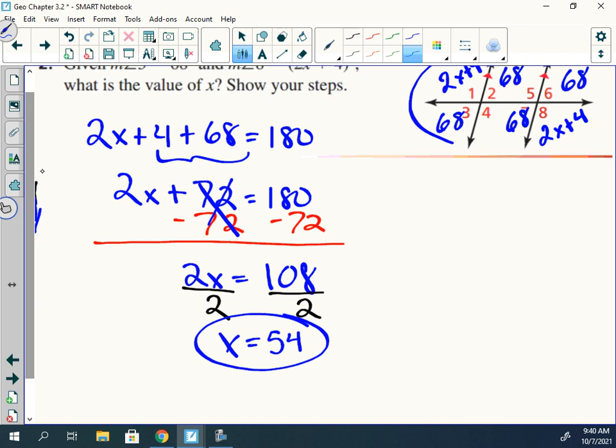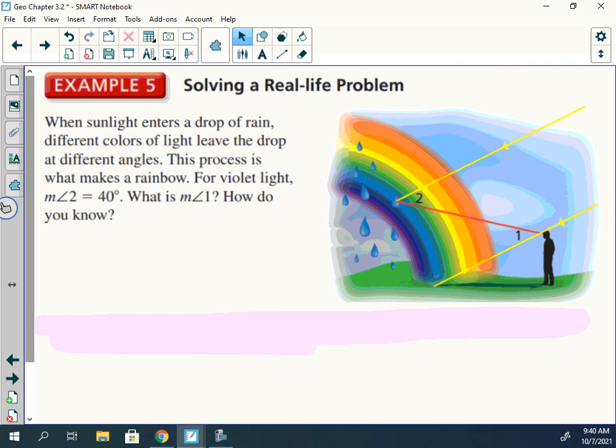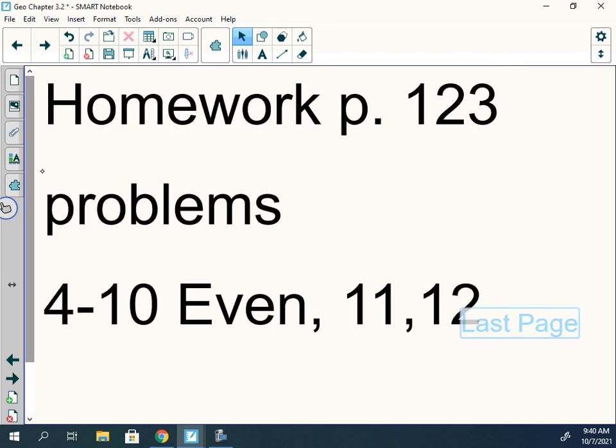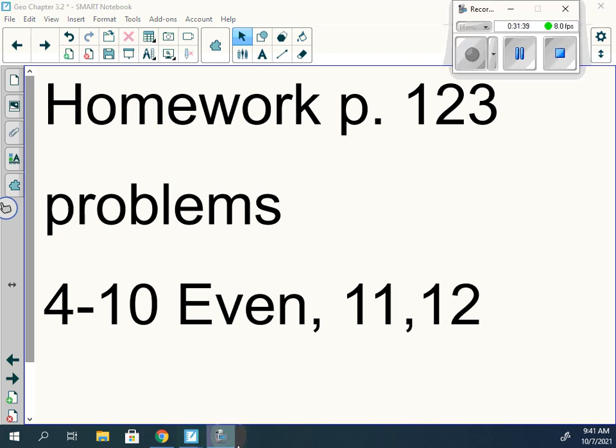Any questions on any of this here? And that's it. Because the raindrop problem is exactly the same thing. It's just dealing with the same type of angles and showing that the light rays do reflect in the same manner. So your assignment for tonight is 4 through 10 even, and 11 and 12 on page 120.